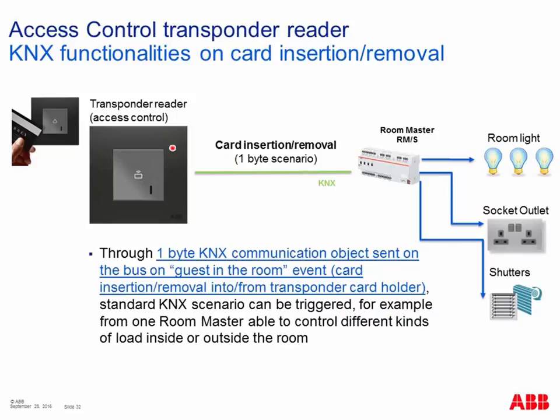When you insert the card in the conventional card holder connected to the binary input, or when you remove the card from the conventional card holder connected to the binary input, you can send a 1 byte object. Again, this 1 byte object can be sent to the room master, for example, or another KNX device that executes some commands, so controls different electrical loads, for example, light, socket outlets, and shutters, or so on.